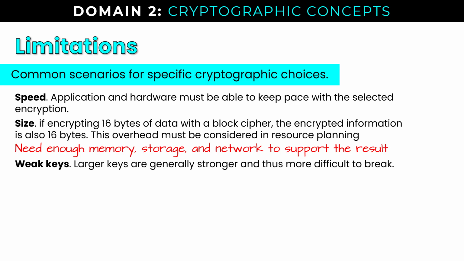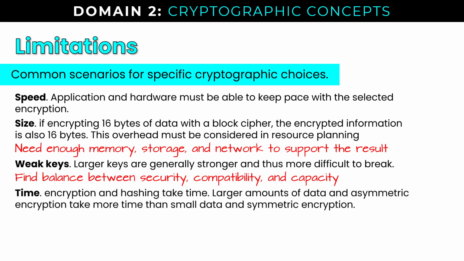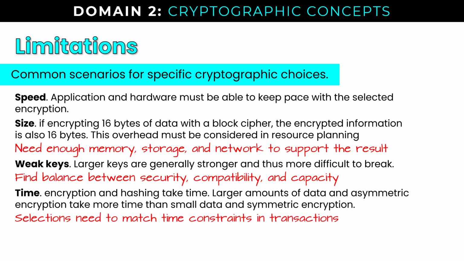Weak keys. So larger keys are generally stronger and thus more difficult to break. So you want to find balance between security, compatibility, and your compute capacity. Time. Encryption and hashing take time. Larger amounts of data and asymmetric encryption take more time than small amounts of data and symmetric encryption. Remember, symmetric is for bulk data encryption. So selections need to match time constraints in transactions.